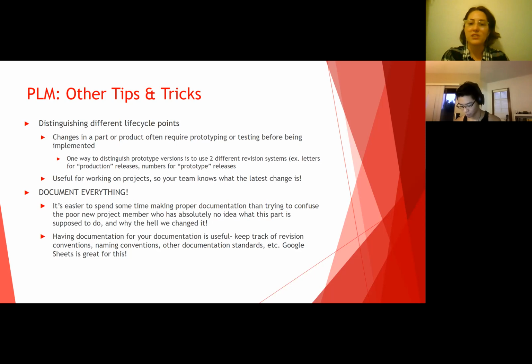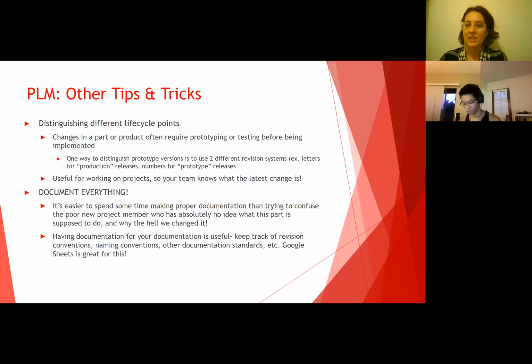One potential way that you can distinguish between these versions is to use two different types of revision systems. For right now, in all of our examples, we were using revisions that were letters, so A, B, C, D, and so on. You can use something like that for your more production releases.